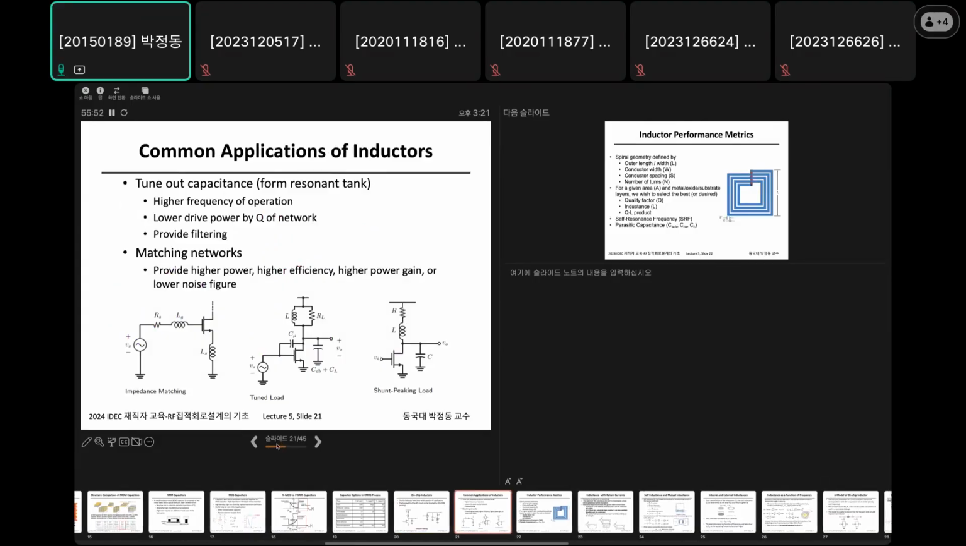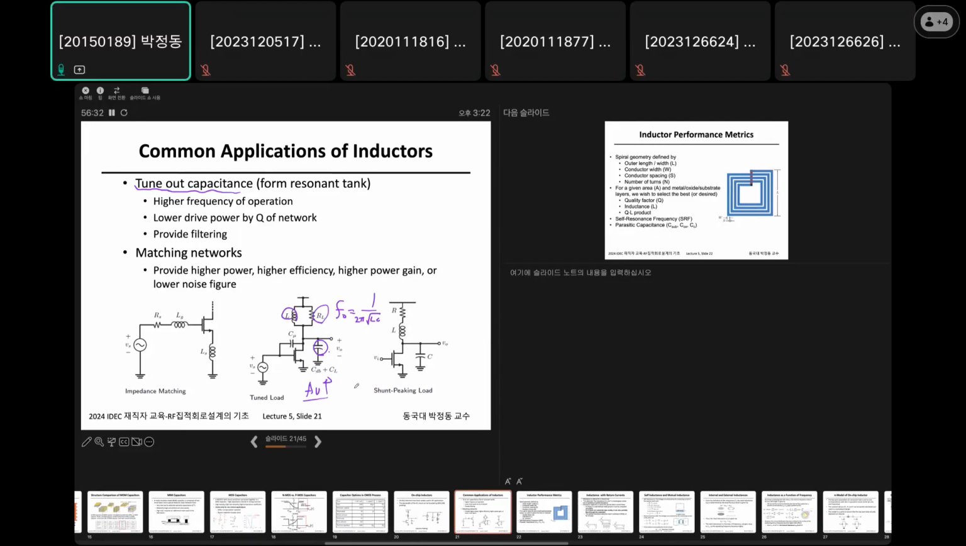So this is the list of common applications of on-chip inductors. The most widely used is just tuning out the capacitance. We just resonate it out, right? This is the most widely used one. For example, this L just resonates out with this cap, and at a given F0, which is 1 over 2 pi square root of LC, we don't see any capacitor. We only see R. Therefore, AV is increased quite a lot, right? This is how it works.